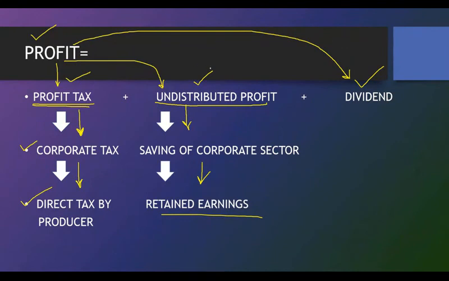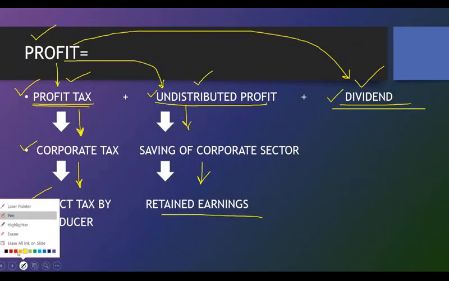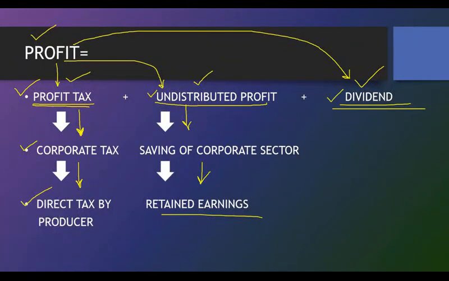When I say the term dividend, it is also part of profit. Out of profit only, the investors get the interest, and that interest is called dividend here. In the calculation, whenever we use the term profit, it includes profit tax, undistributed profit, and dividend. Whenever in the question only the term profit is given, we have to give preference to the term profit, because it is the broader concept. It already includes all three: profit tax, undistributed profit, as well as dividend.